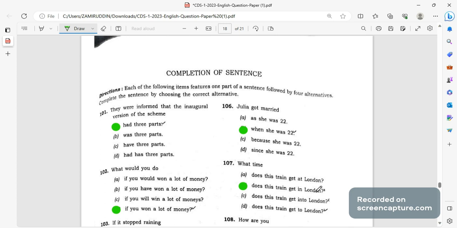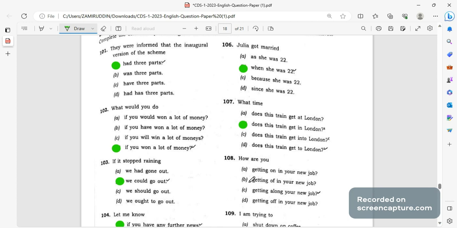Now, how are you getting along with your new job? Getting along will be the right answer. Getting off is a phrasal verb which has a completely different meaning. Getting off, getting on. So, getting along with your new job.